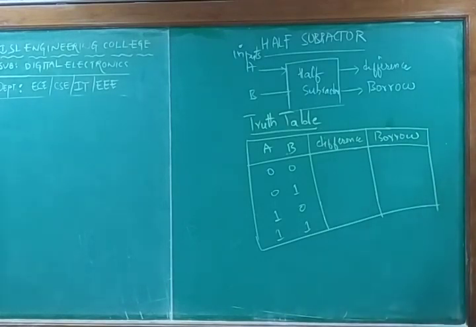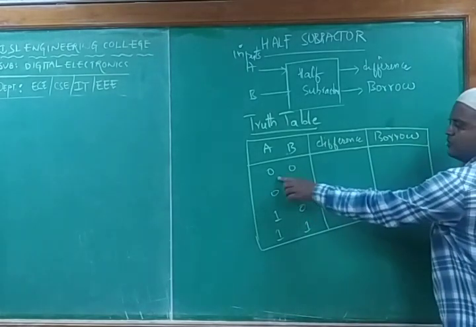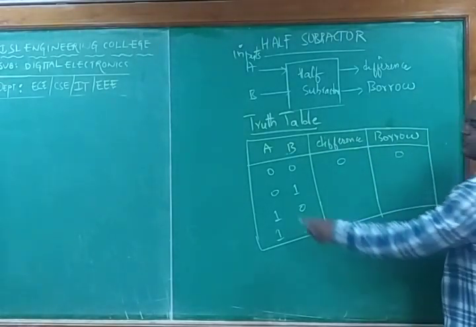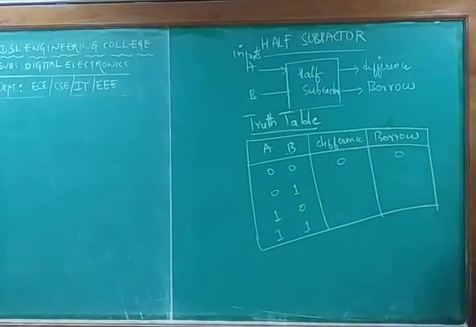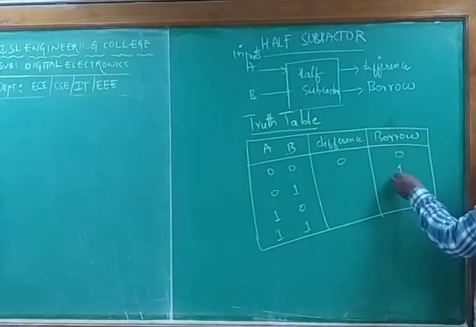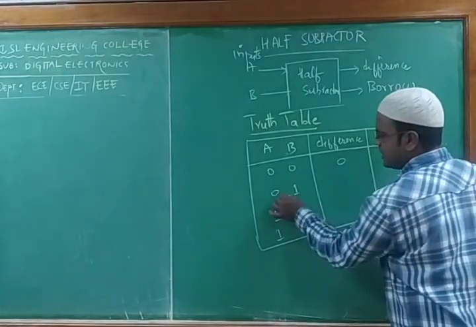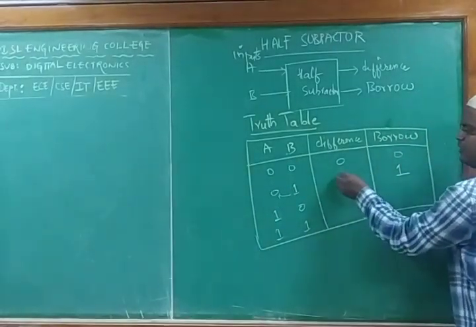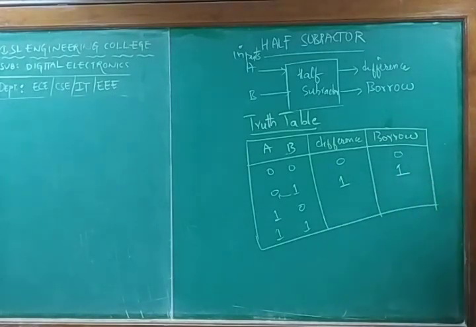Now difference means minus. So 0 minus 0 is 0, and we are not borrowing any bit, so it is also 0. Then 0 minus 1 means you will get minus 1. Do we write minus 1 in digital logic? We will not. We just want positive ones or zeros. For that we borrow the bit. Borrow means we are borrowing the higher one, so we write 1 minus 0, which is 1, and the borrow bit is also 1.